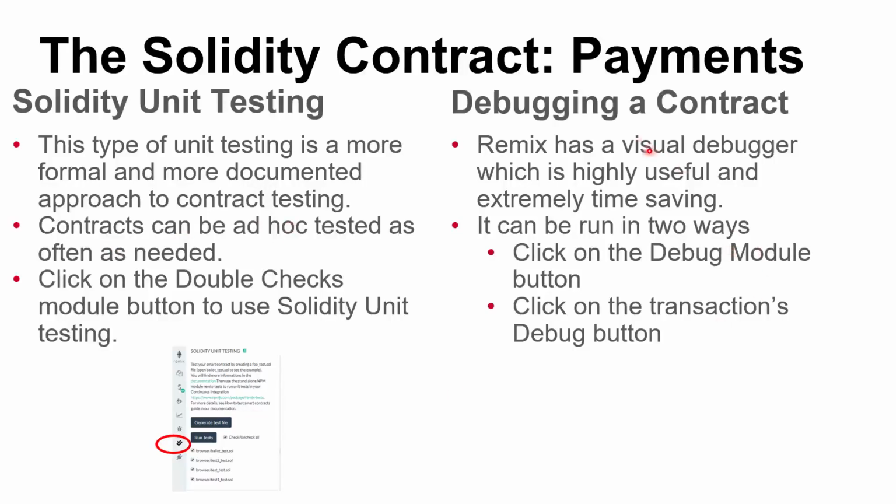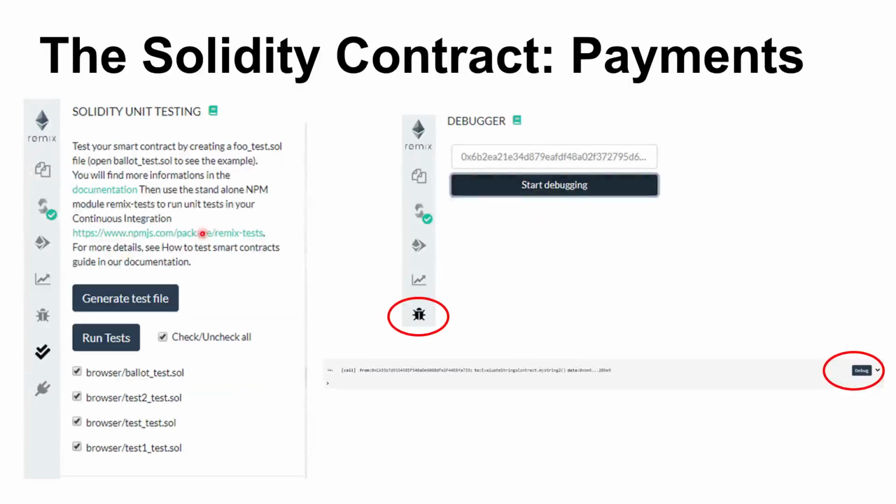And there's also a debugger module, which is a visual debugger, which is a great time saver, and gives you so much better of an understanding of how your contract is running. And we can see here that if we want to use the debugger, we can click Start Debugging, or down in the console when the contract is mined, or the transaction is mined, we can click this debug button and then step through the smart contract line by line. Very, very useful. This is the unit testing here.